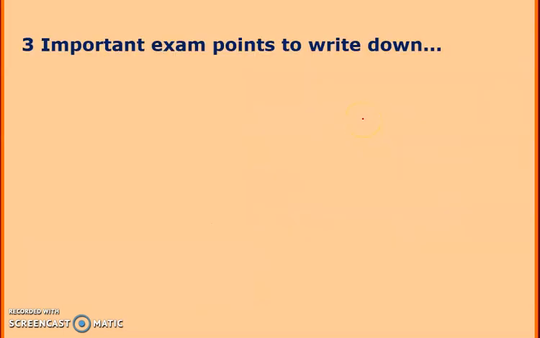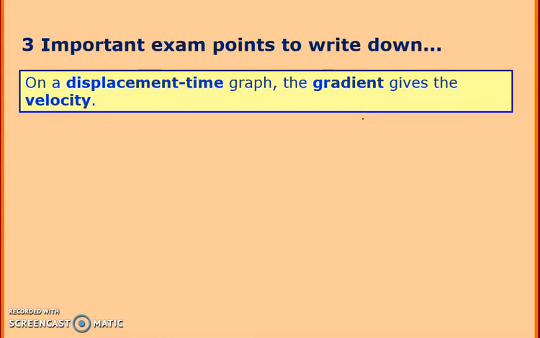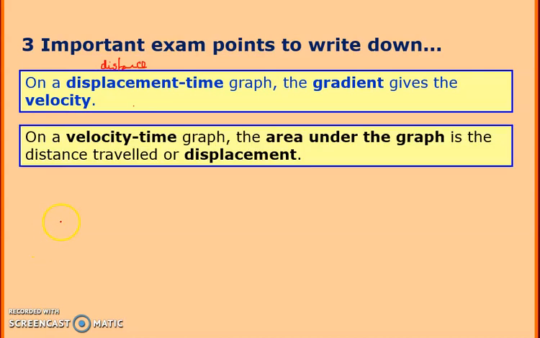So with those 2 questions, 3 important points that I want you to write down. I don't think we've properly written them down yet. Number 1, on the displacement, and this could equally be called a distance time graph. On a displacement or distance time graph, the gradient gives you the velocity. Now that's one important point. On the second important point, on the velocity, and again can be called a speed, time graph, the area under the graph is the displacement. Now this is one that we've not yet seen. We're going to do this properly in a bit.